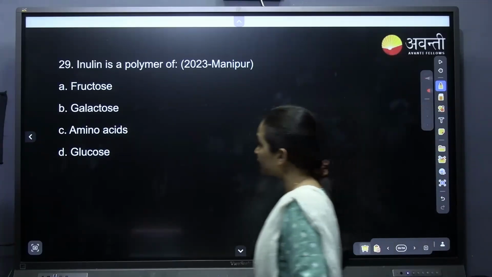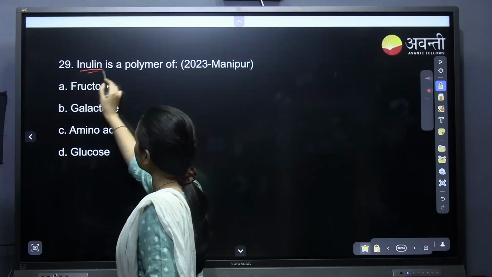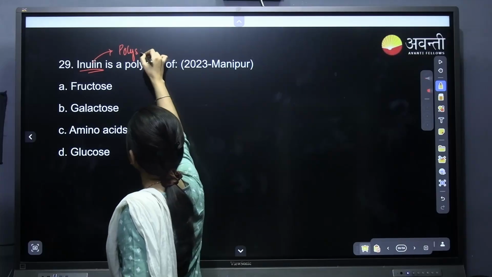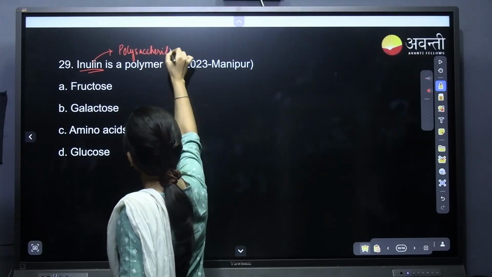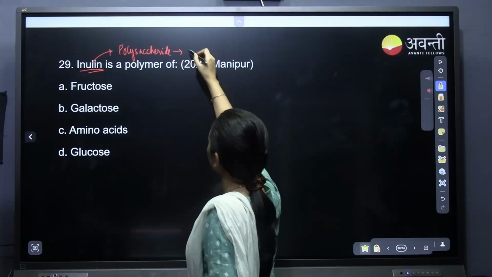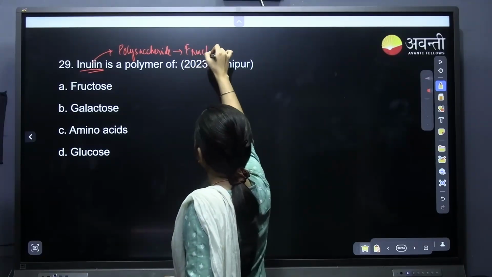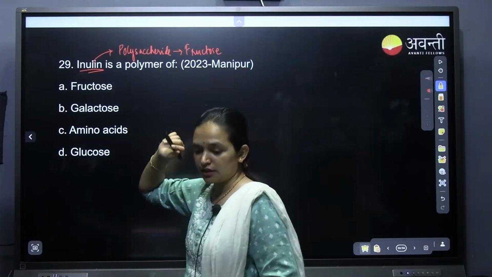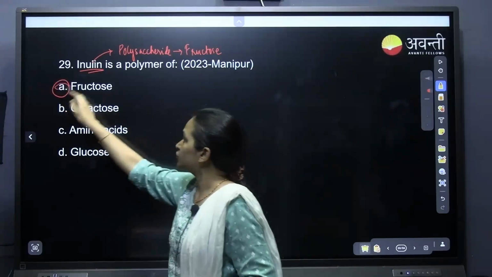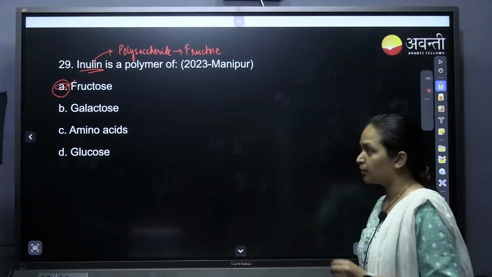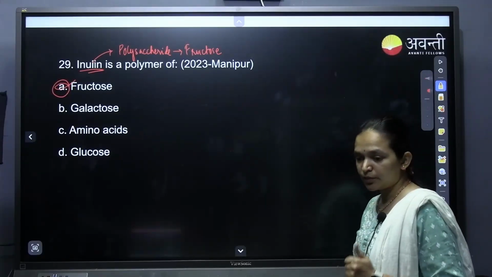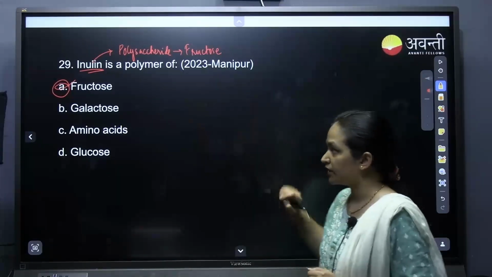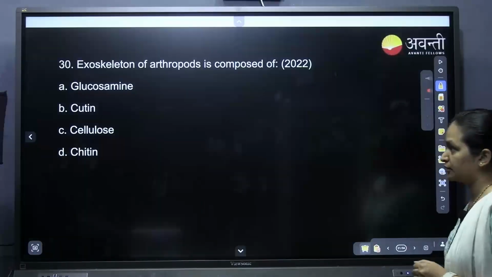Inulin. Inulin is a polymer. Actually, this is inulin, okay, it's a polysaccharide. What is it made up of? The polymer is made up of fructose. It's given in the NCERT. This is not insulin. Inulin is made up of joined monomers of fructose. The fructose will be joined one after the other successively to make inulin. It's a very important concept here.